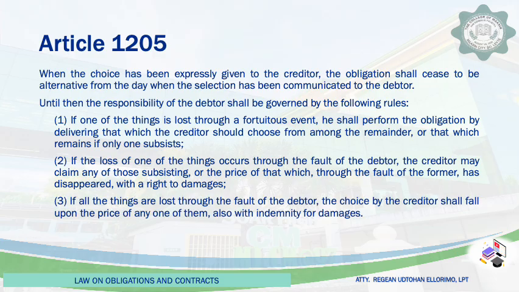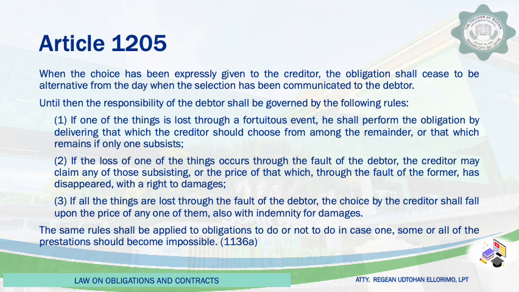1205 refers to a case when the right of choice belongs to the creditor. So if there is an agreement, in alternative obligations, the right of choice as a rule belongs to the debtor. However, a debtor may expressly give the right of choice to the creditor. In such case, the provisions with respect to the debtor are laid down in the preceding article. So before the creditor makes the selection, the debtor cannot incur in delay.